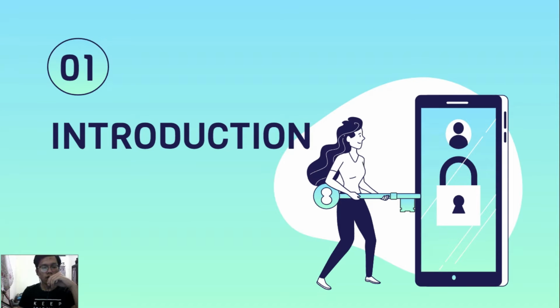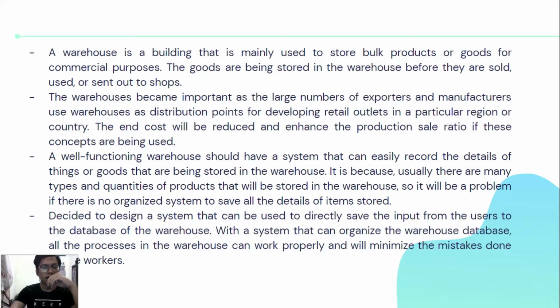So we're moving on to the first part, the introduction. Basically, a warehouse is a building that is mainly used to store bulk products or goods for commercial purposes. The goods are stored in the warehouse before they are sold, used or sent out to the shops. The warehouse becomes important as a large number of exporters and manufacturers use warehouses as distribution points for developing retail outlets in a particular region or country. It is because the end cost will be reduced and the production sale ratio enhanced.